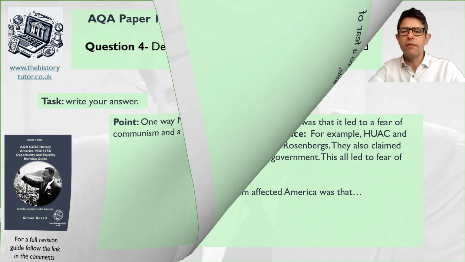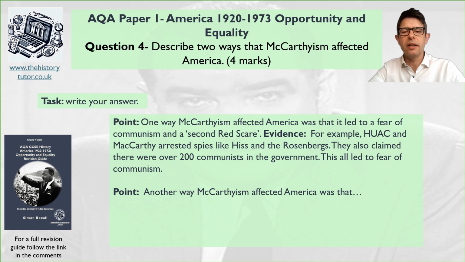Okay, so I've gone for example, HUAC and McCarthy arrested spies like Hiss and Rosenbergs. They also claim there were 200 communists in the government. This all led to a fear of communism. Okay, so very simple. Now we can get on with the second answer. So hopefully your first answer went well. If it didn't quite go as perfect as you like, add in a few more facts, or maybe practice on the second one, giving a few more facts in there.